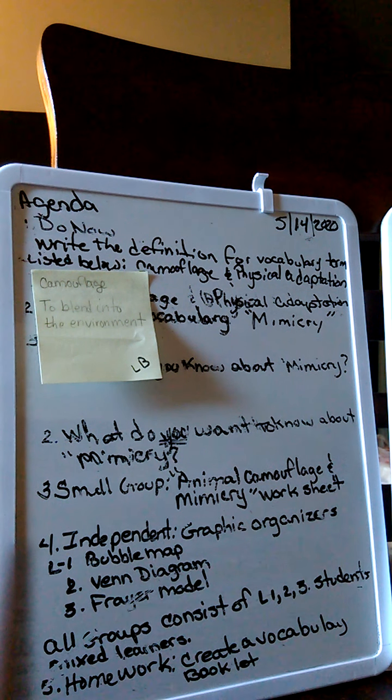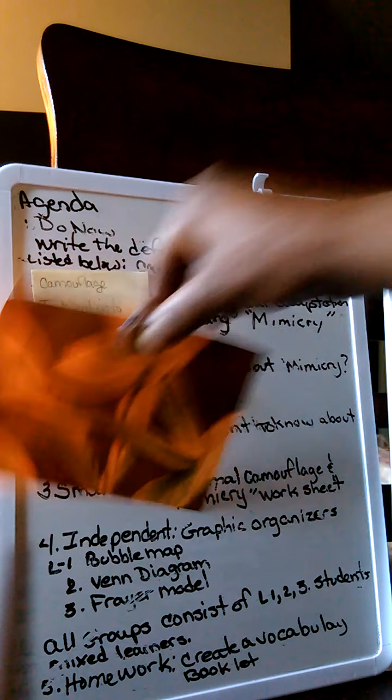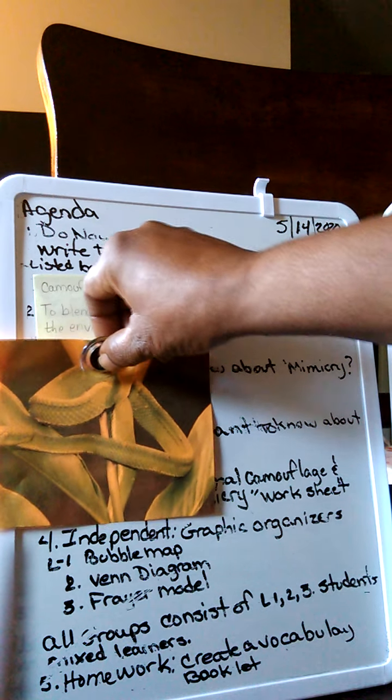LB, do you have an example? LB has an example for camouflage. He's given me the viper snake, the green viper snake, and he says this is an example of camouflage. So let's hang up the viper snake. Thank you, LB.